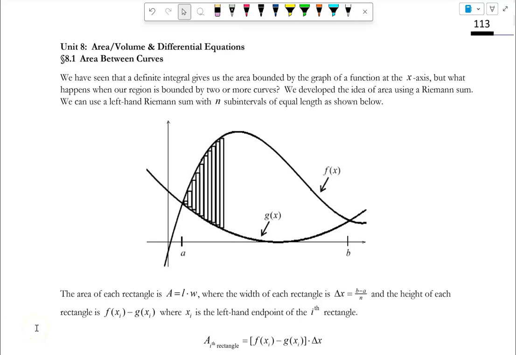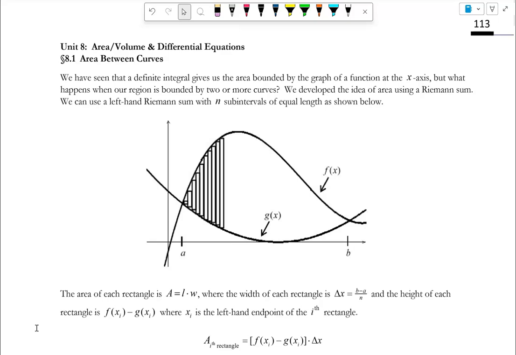In section 8.1, we are working to find the area between two curves. And I'm not going to read all of the text that is on page 113, but in a moment I'm going to insist that you pause the video and stop and read all of the text that's on page 113.